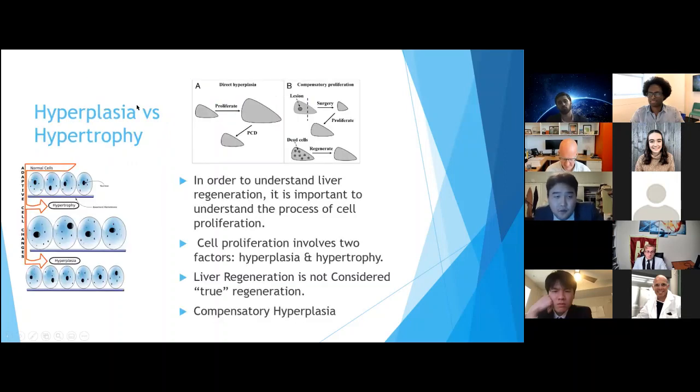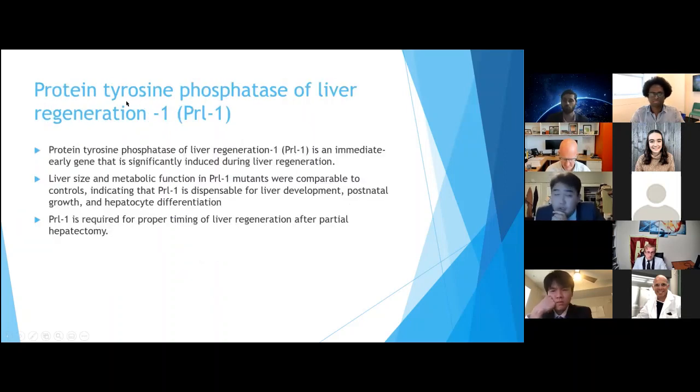And so we go into one of the first signaling pathways I wanted to look into, the protein tyrosine phosphatase liver regeneration 1, PRL1. It is an intermediate early gene that is significantly induced during liver regeneration. Liver size, metabolism function, and PRL mutations were comparable to controls, indicating that PRL1 is dispensable for liver development and postnatal growth.